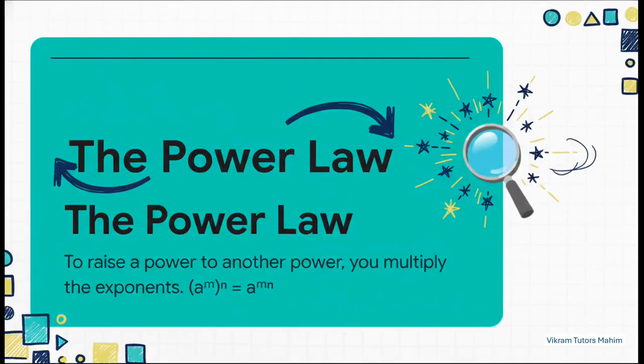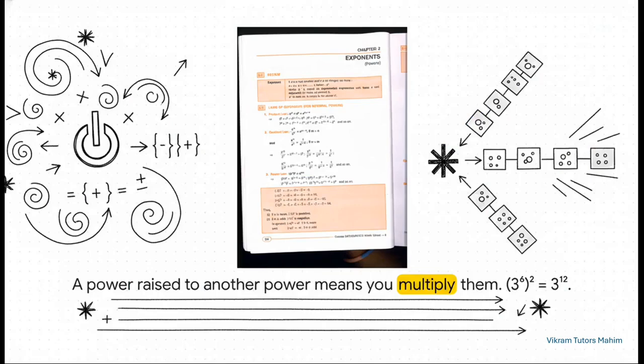Okay, one more core rule for you. This one's the power law. What happens when you have a power that's being raised to another power? Well, in this case, you multiply the exponents together. So if you have 3 to the 6th and that whole thing is being raised to the power of 2, you just multiply the exponents. 6 times 2 gives you 3 to the 12th. So when you see a power of a power, you multiply.